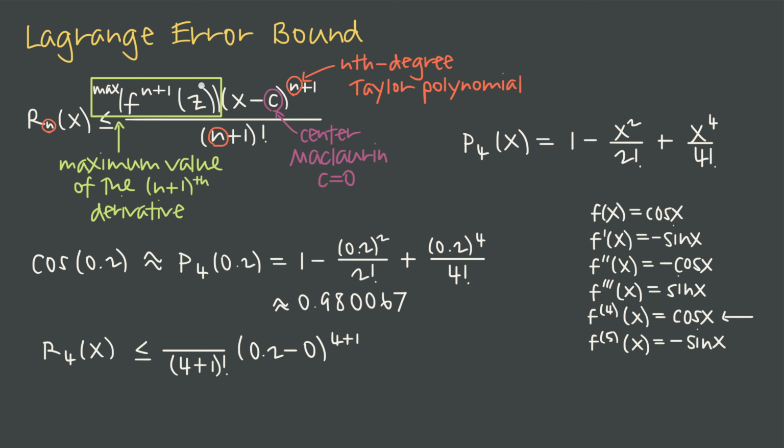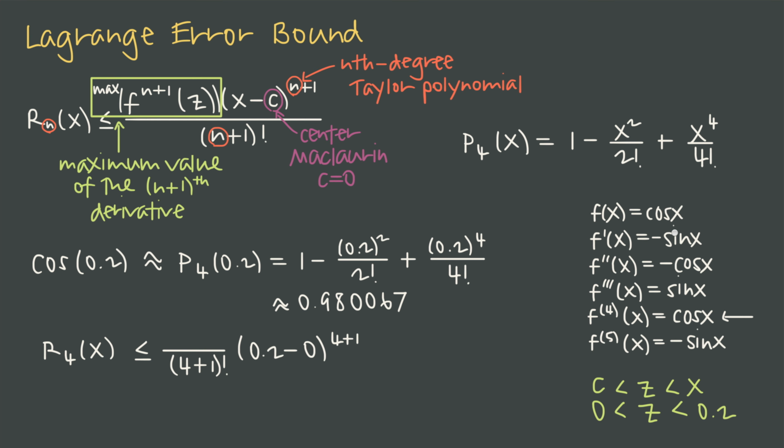Now, what's z? Well, when we use this Lagrange error bound formula, z always sits between c and x. So this formula is valid as long as z is between c and x. Well, in our case, c equals 0, because we have the Maclaurin polynomial, and then x, the value at which we're evaluating, is 0.2. So z has to be between 0 and 0.2.